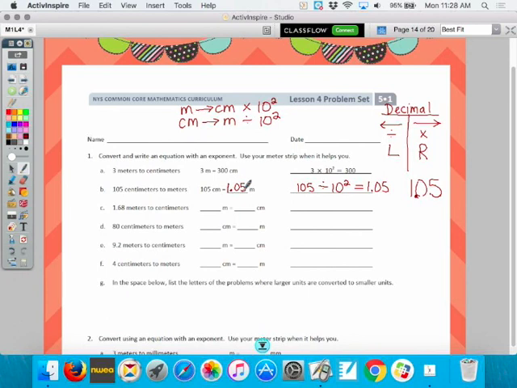How many of you like the logical way of figuring it out? I love it. Okay. So the next one, let's see if we can use logic on this one. 1 and 68 hundredths. 1 and 68 hundredths. Now, I'm going from meters to centimeters, so what do I do? Multiplying by 10 to the second power.